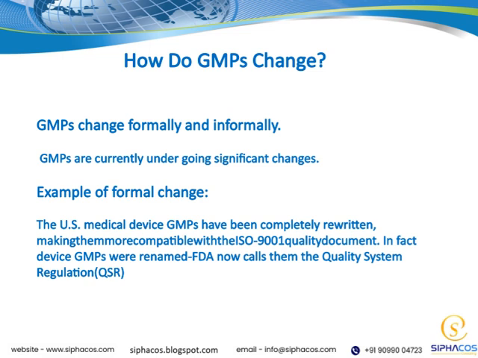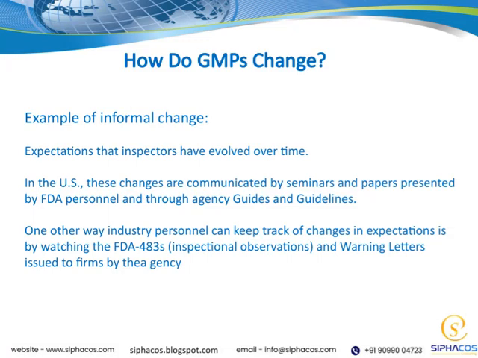Understanding these shifts helps us see the bigger picture, that GMPs are not just rules to follow, but part of a continuous effort to improve safety, quality, and efficiency across the industry. Let's take a closer look at this example of informal change. As you can see, expectations that inspectors have evolved over time.